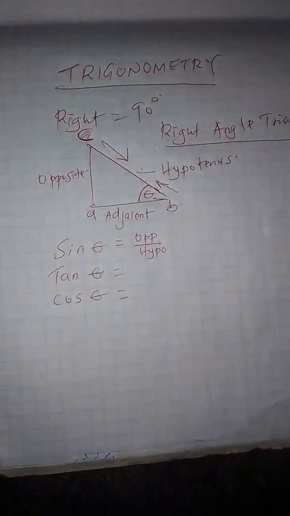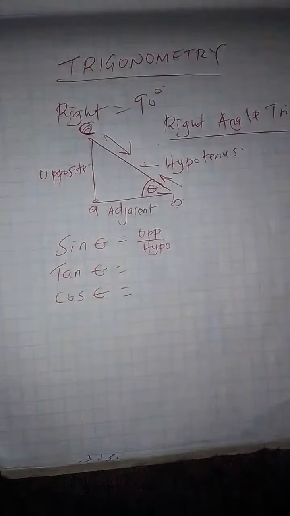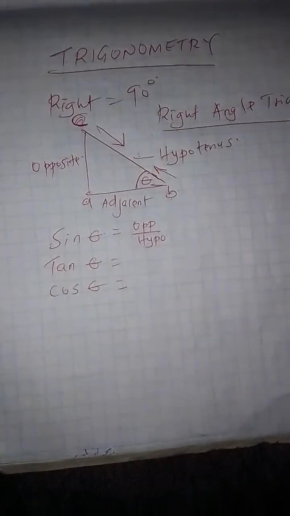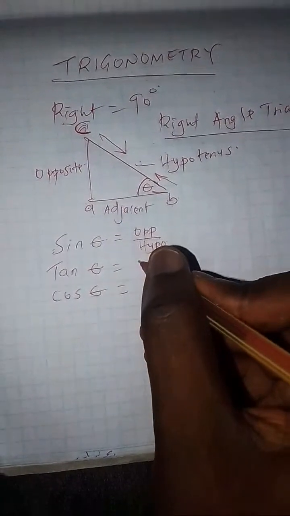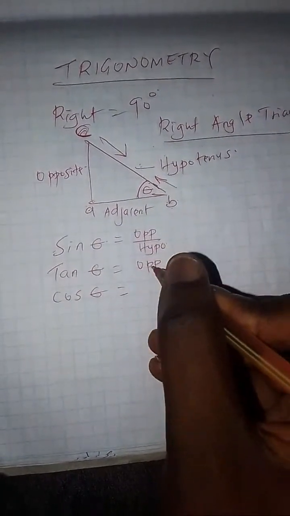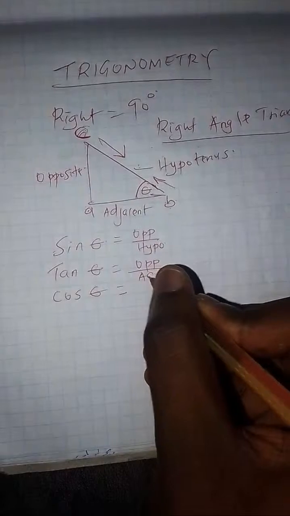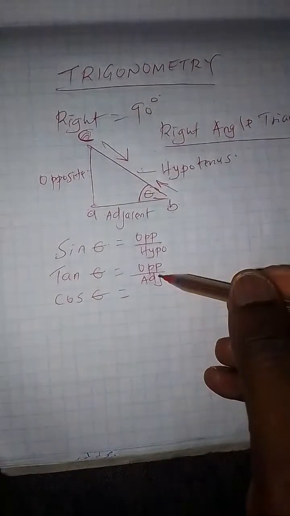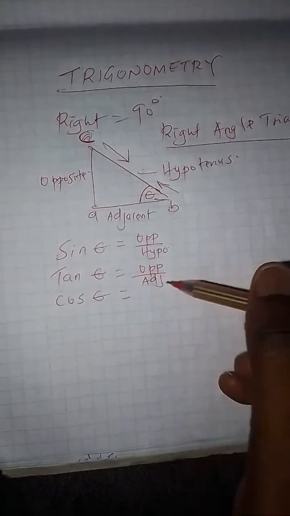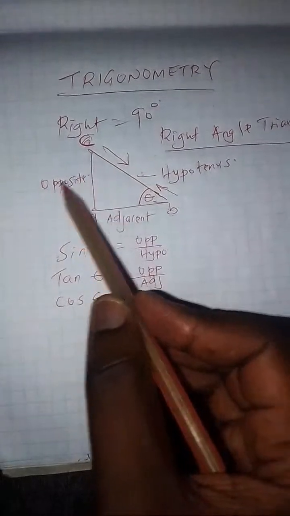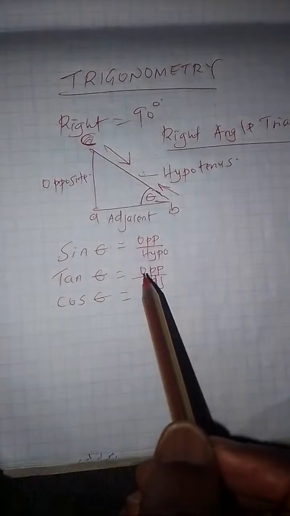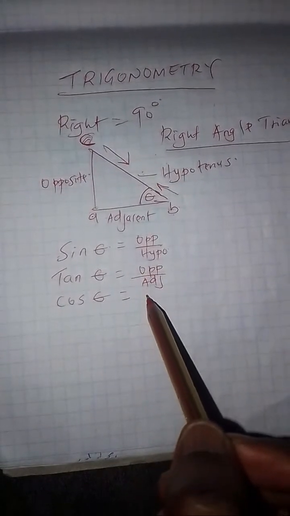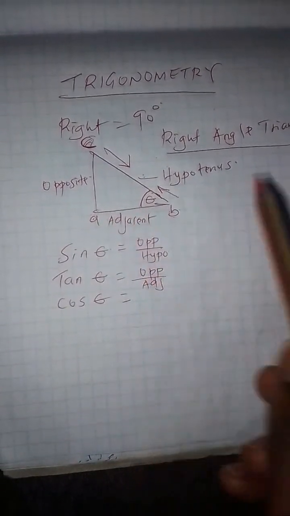Okay, let's now learn the formula for finding the tan theta. For tan theta, we shall have the opposite over the adjacent. This is the opposite side. Maybe if the opposite side we are given as 9, we shall have 9 all over the adjacent side, which is this side.